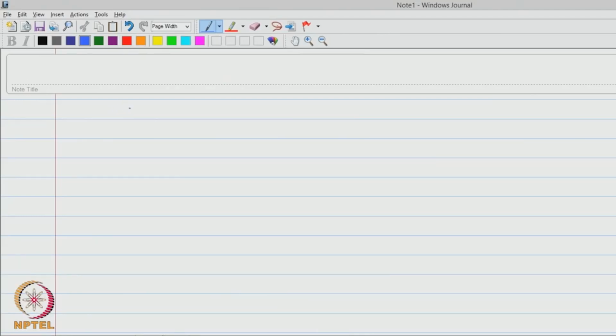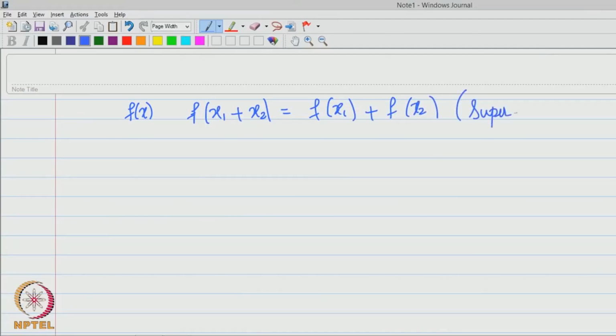Let us first see if we can define what is a linear function. If I say f of x, then a function is linear if f of x1 plus x2 is f of x1 plus f of x2. This is what we call the superposition property. And something called homogeneity: if I take f of a times x, where a is just a constant, I just have a times f of x. Why do I call a resistor a linear resistor, a linear system?